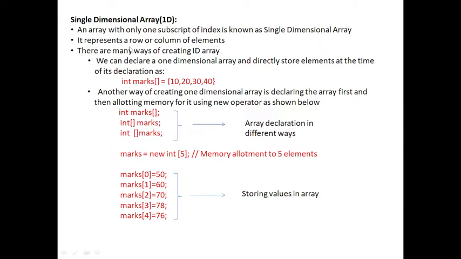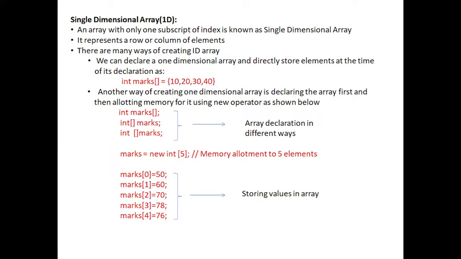Next one, here we are discussing the ways of creating a 1D array. How to create a 1D array? There are two ways to create a 1D array. If you see here, the first way, we can declare a one dimensional array and directly store elements at the time of declaration. So this is the first way of creating the array. If you observe this statement, here we have done declaration of the array and storing of the elements. Assigning elements into the array is also done in this single statement, right?